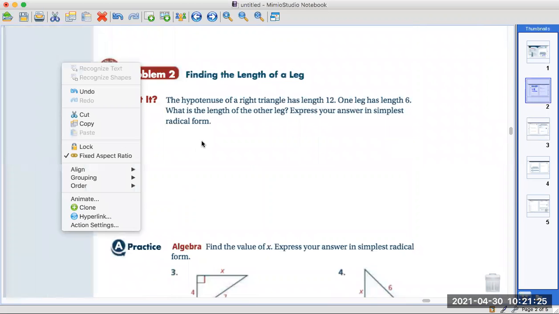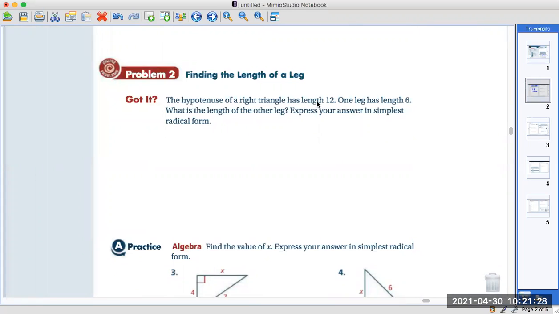Again, let's read the question and make a drawing if you don't have one. The hypotenuse of a right triangle has length 12. So I'll draw my triangle, identify the right angle, always identify the right angle, and this is my hypotenuse across. One leg has length 6. What is the length of the other leg? We'll call it X, because it's unknown. So what I did was I drew a right triangle, identified the right angle, labeled the hypotenuse and the one leg. The other leg is unknown. This is called a diagram. 6 squared plus x squared is equal to 12 squared.